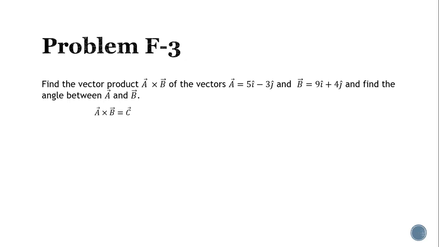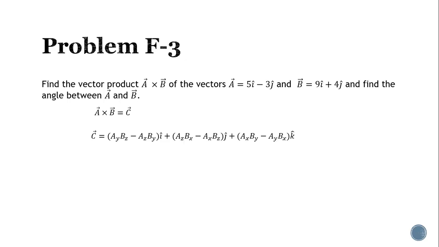So let's take vector A is 5 i hat minus 3 j hat, and vector B is 9 i hat plus 4 j hat, and I want to find the angle between vector A and vector B. One thing I could try to do is draw these two lines out and then find how those right triangles work. There's probably some trigonometry I could do, but I could also make use of the cross product to do this.